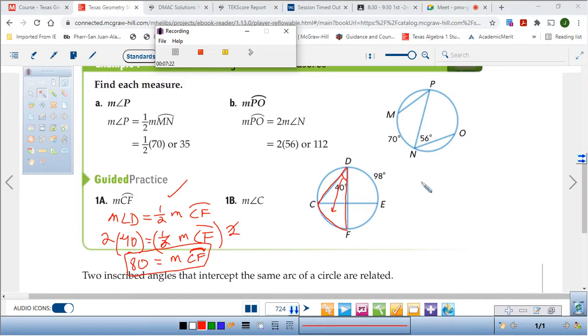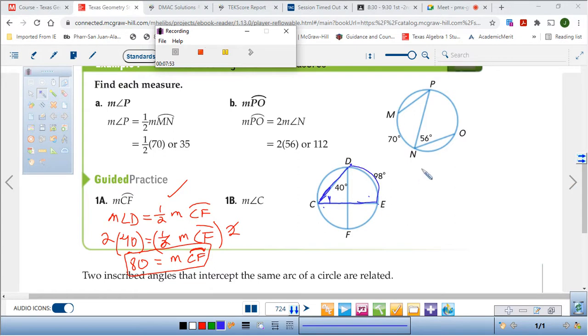So let's look at 1B now. I'll change color. For 1B, they're going to ask for angle C. I'm going to erase all this. A lot of stuff going on here. So angle C is right here. Okay, so you need to see this arc here. There's a lot of blue going on, so I'll do it out here. Okay, so now we got that one.